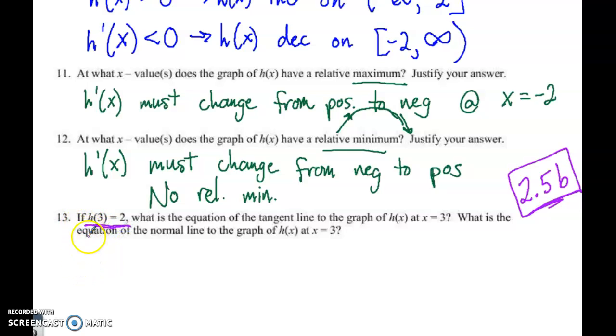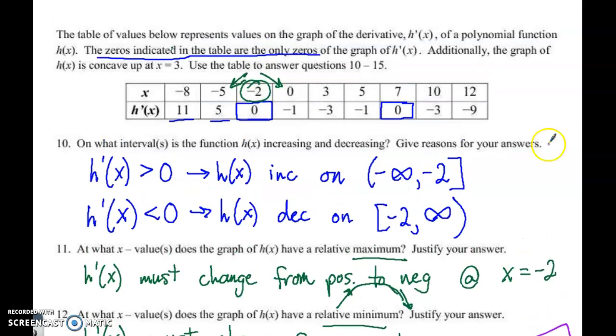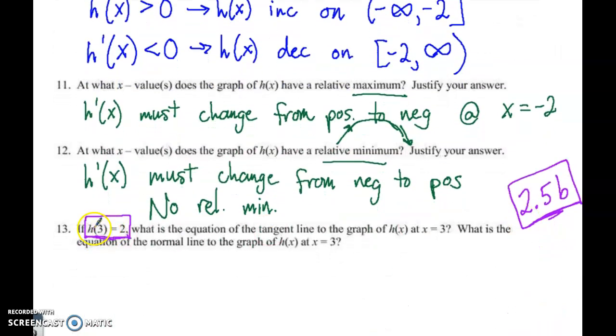And you might be saying, okay, well, why are they giving me the point here? It's because if we're wanting the equation of the tangent line, we need the x and the y coordinates. Well, they don't give us any y coordinates up here. They only give us the slopes of each of these. So when we're looking at h of 3, we need to then figure out what h prime of 3 is for the slope. So this is your slope.